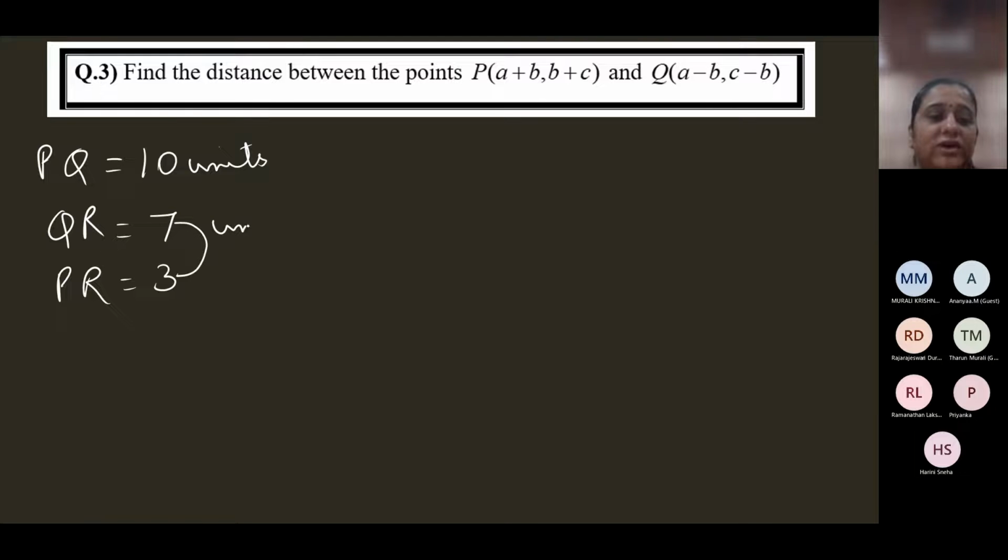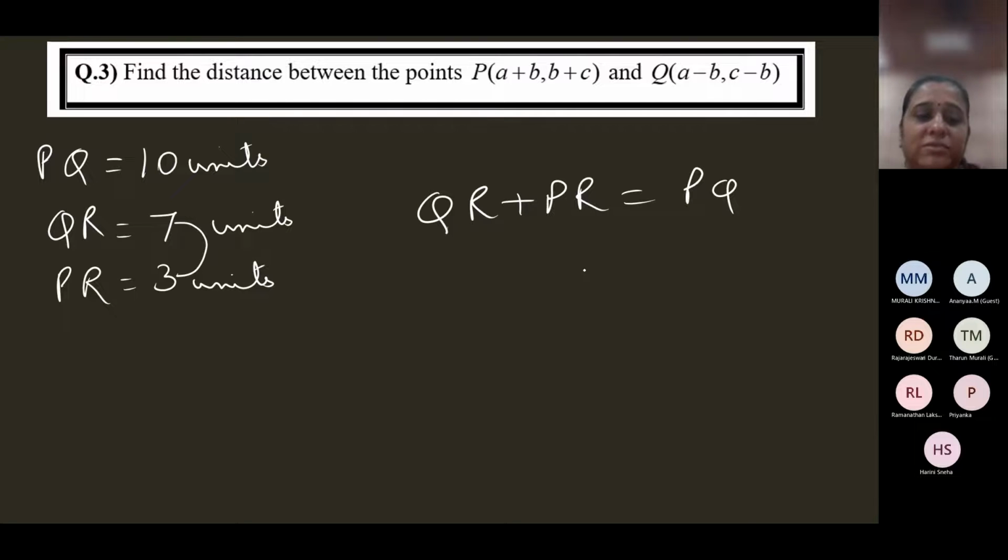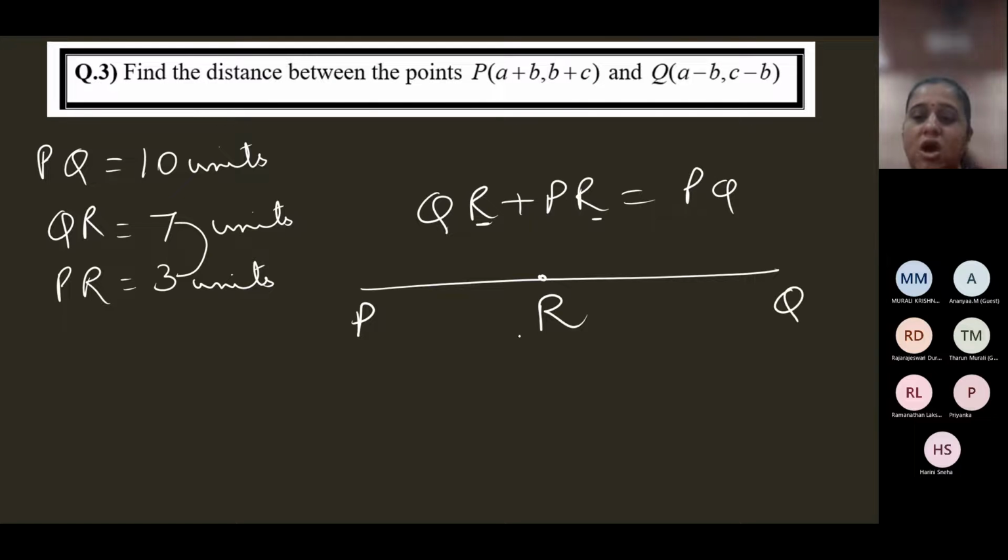You work out QR and you find it's 7 units. PR is 3 units. So what do you observe? You see that QR plus PR is clearly equal to PQ. R is repeated. That means R lies between P and Q. You can put P here and Q here, or you can put Q here and P here.